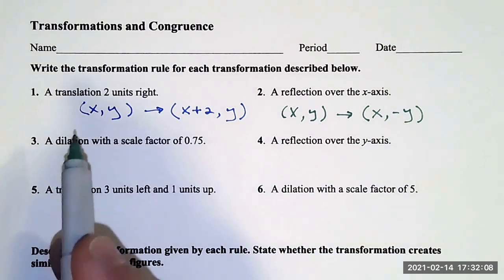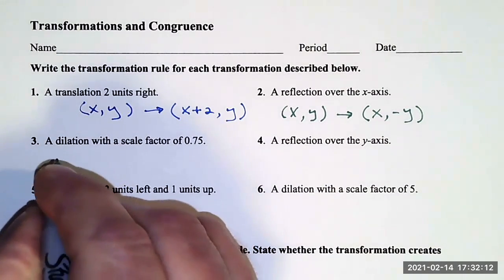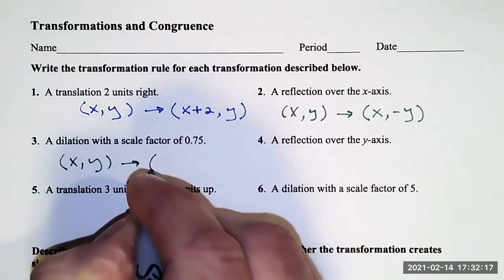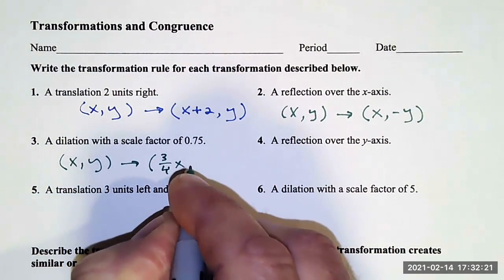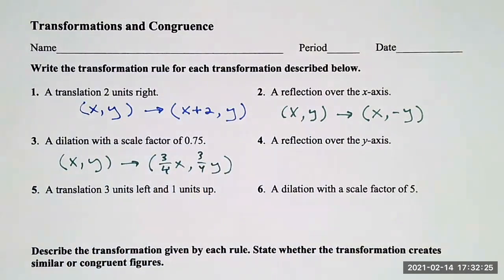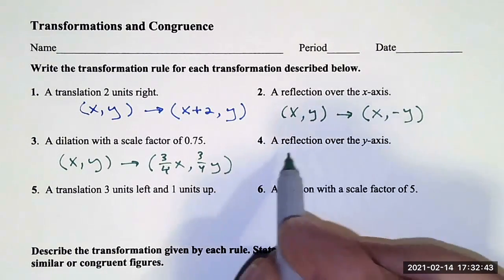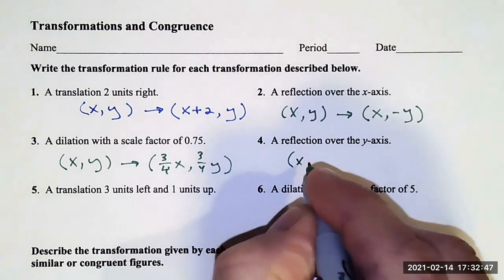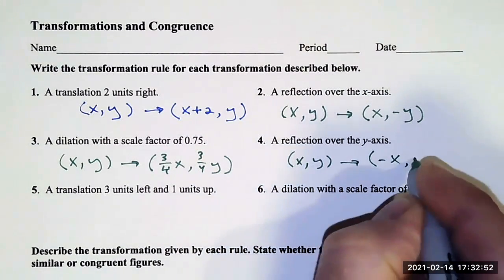Dilation with a scale factor of 3/4 or 75 hundredths simply means that each xy component of the coordinate goes to 3/4 x comma 3/4 y. You can write that as either a decimal or a fraction. Reflection over the y-axis, the x component is now the opposite of what it was. So xy goes to the opposite of x comma y.